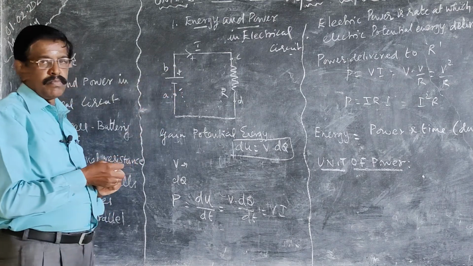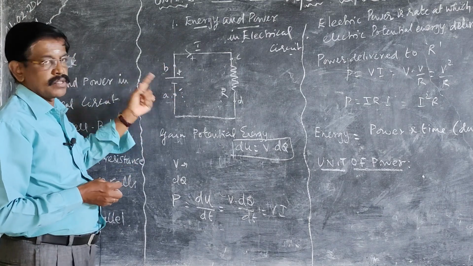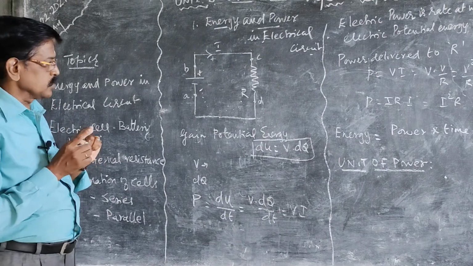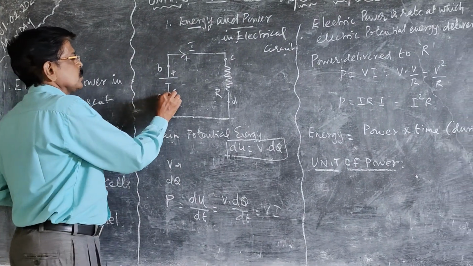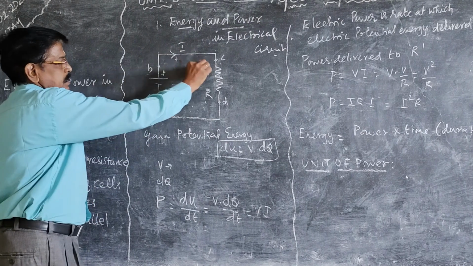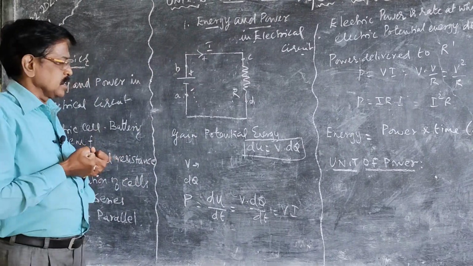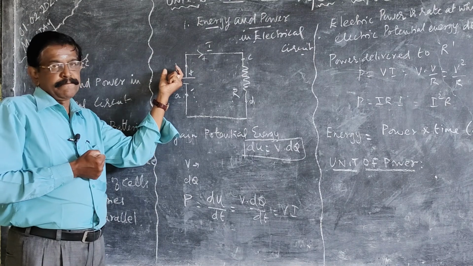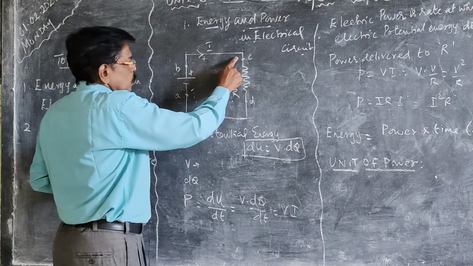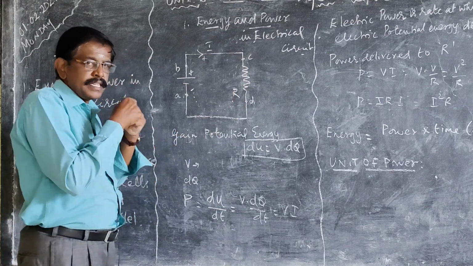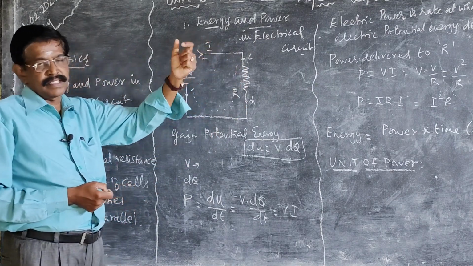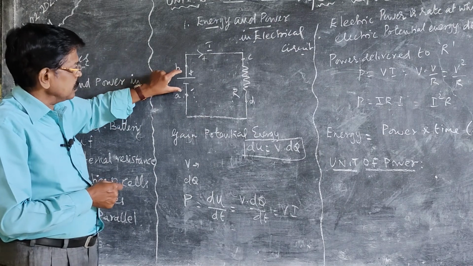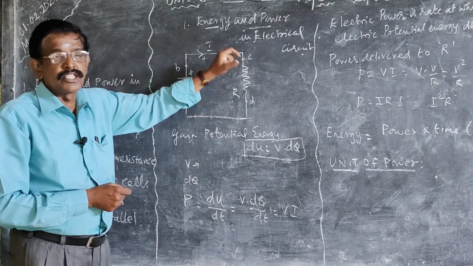Now I have assumed two points. A and B are the two points across the battery. Similarly, C and D are the points across the external device, that is the resistance here. When the positive charge moves from A to B in this circuit, it gains potential energy from the battery. Then when it is moving, it delivers the potential energy across the resistor. So this happens continuously. As long as the battery is connected, the transfer of energy will be taking place.